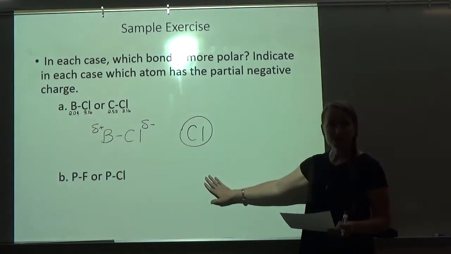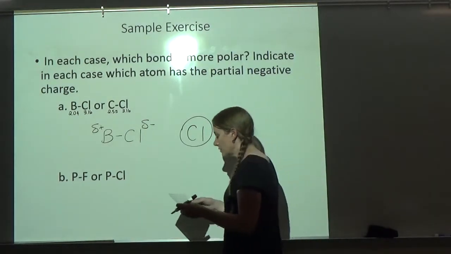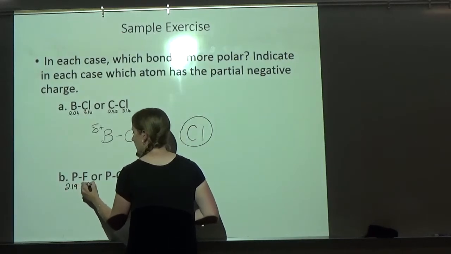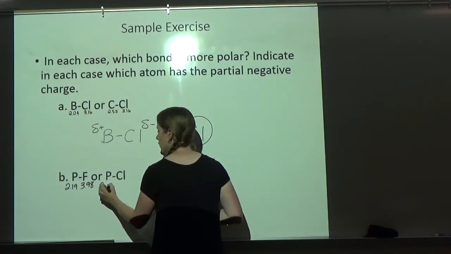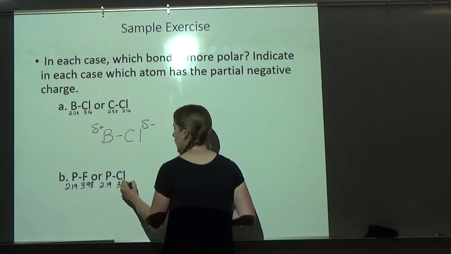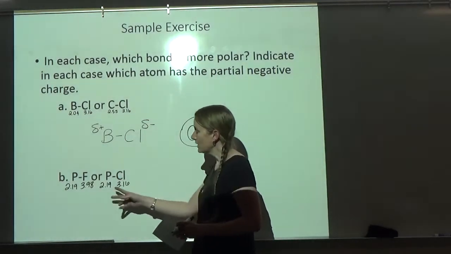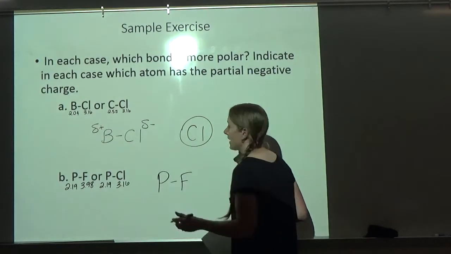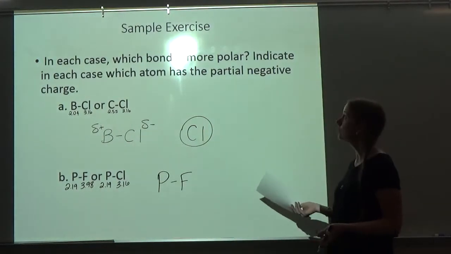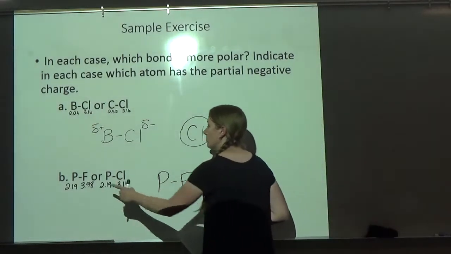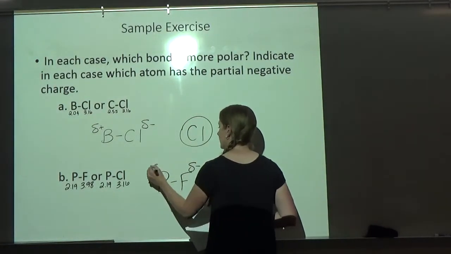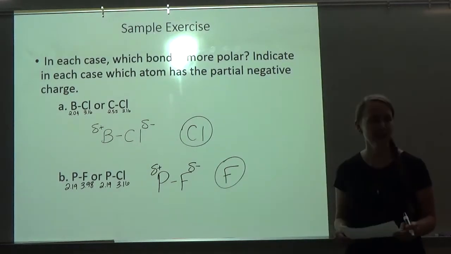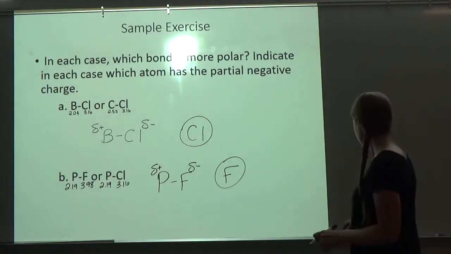Alright, and so we just do the same thing for Part B down here. The electronegativity for P is 2.19, F is 3.98, P again is 2.19, and Cl is 3.16. So the greater difference is going to be between P and F. That bond would have the greater difference, and of course which one has the partial negative charge? Since F has the greater electronegativity, it would be the partially negative atom. Hopefully that one's not too bad.